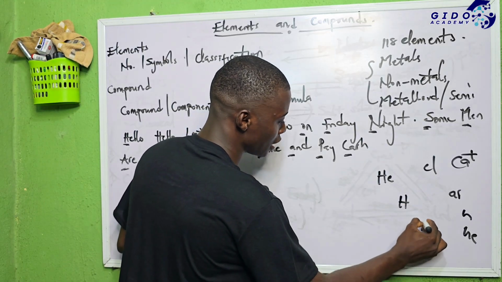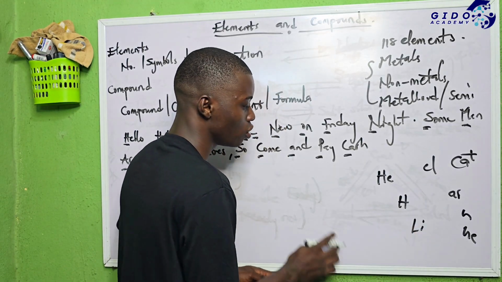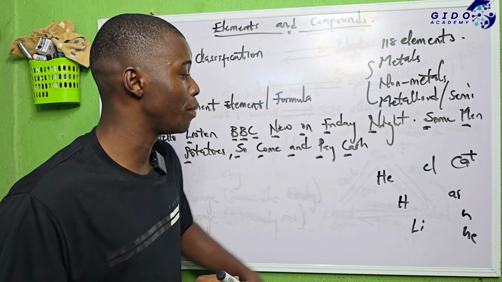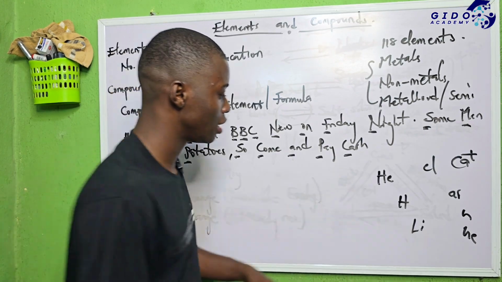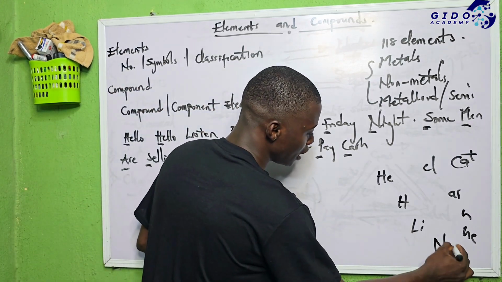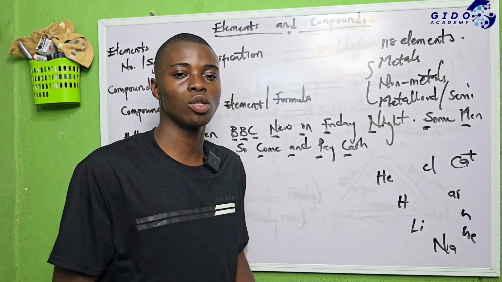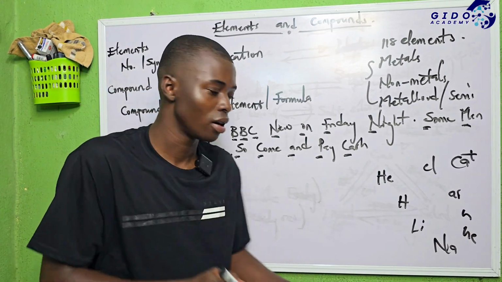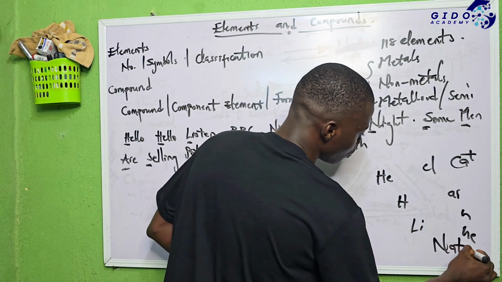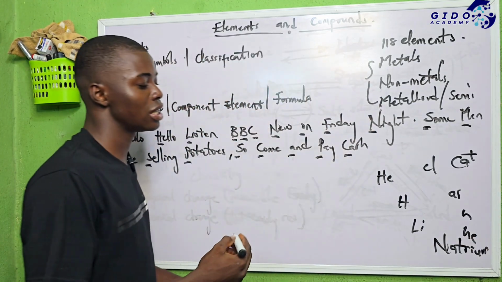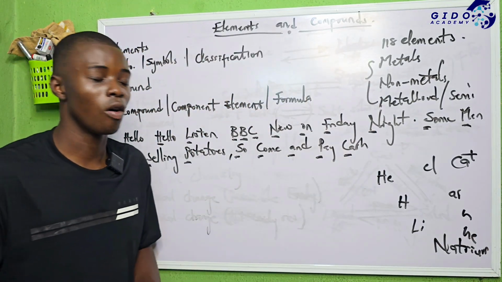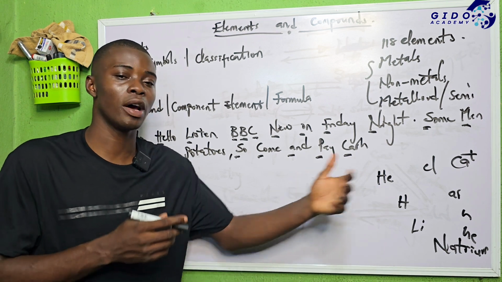Lithium is L, capital letter L, small letter i. So the first letter must be a capital letter, then you can pick any of the letters. Li. Then sodium is Na. Why is sodium not So? Because of the Latin name. The Latin name of sodium is what? Natrium. So this is the Latin name, natrium. Potassium is kalium. Iron, which is Fe, is ferrum.